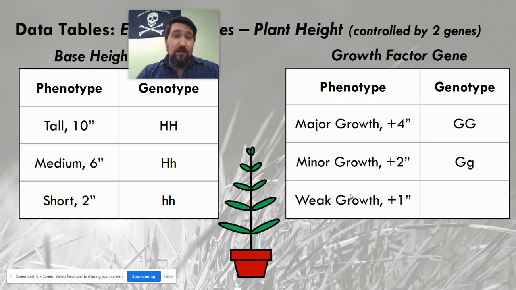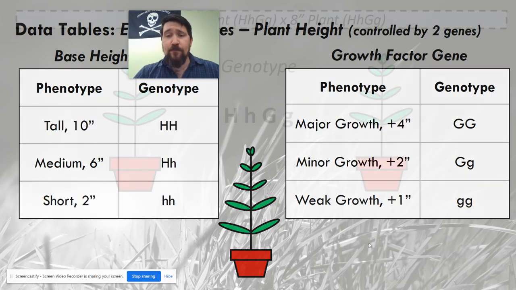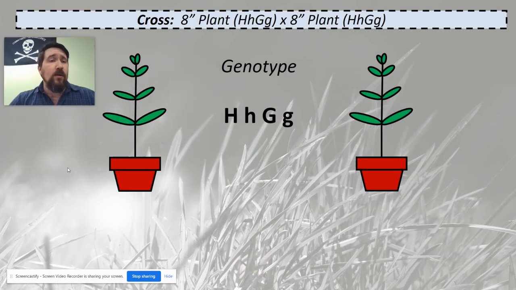And then there is weak growth for the totally homozygous recessive trait, little g, and it's only going to give a 1-inch bonus, so to speak, to the plants. So 11, 7, and 3-inch plants. All right. So we are going to cross 2 8-inch plants. The way to produce an 8-inch plant is to be totally homozygous.